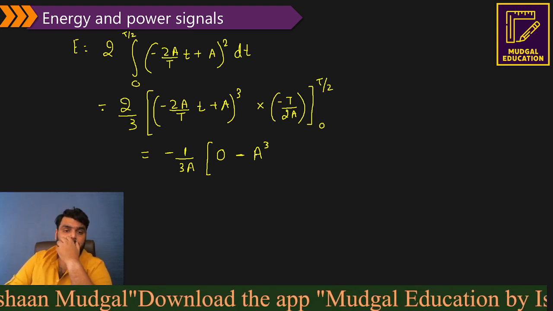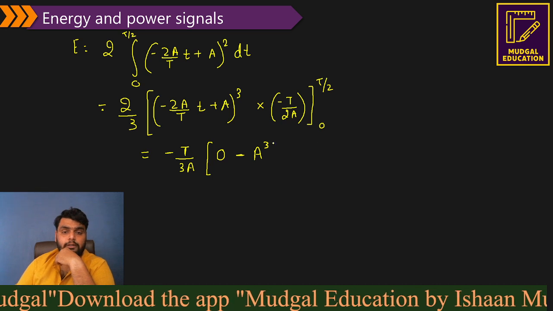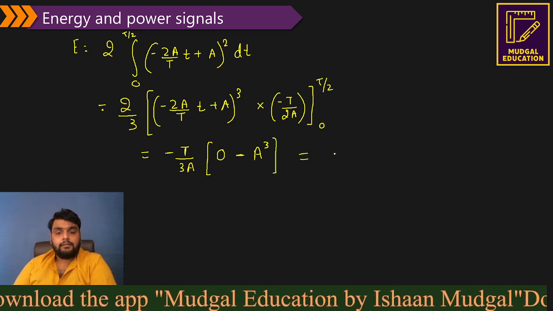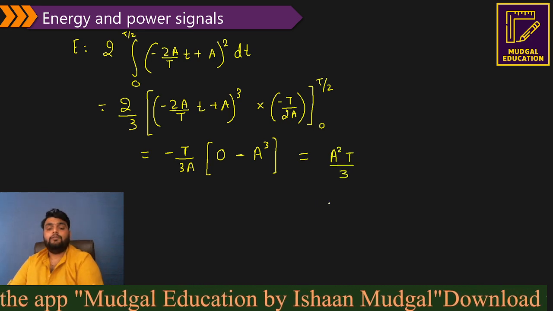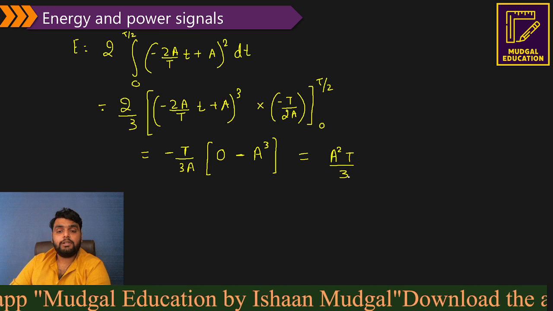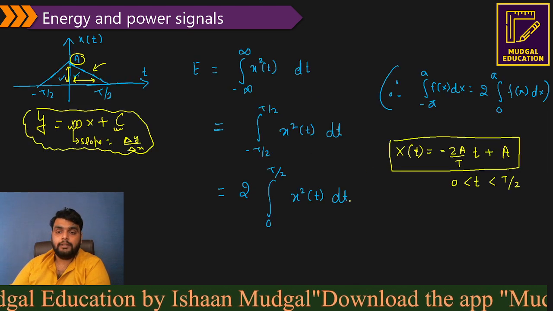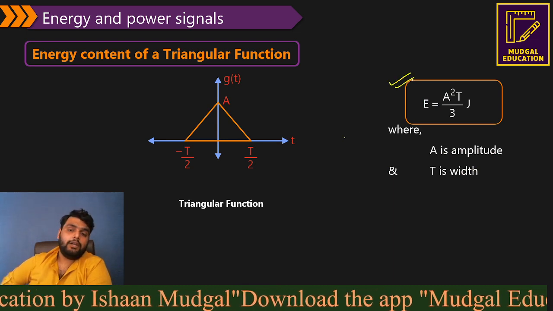If I'm not wrong, let me check the calculation. There is also t outside, since I kept the t by 2a outside. After solving this, a and a cancel out. It becomes a square t by 3. So the energy of this triangular function is a square t by 3. You can check here, it is a square t by 3. Let me show you. It is correct.